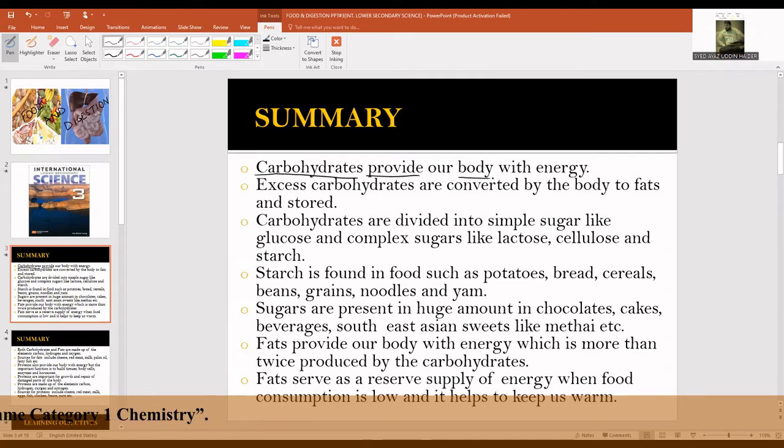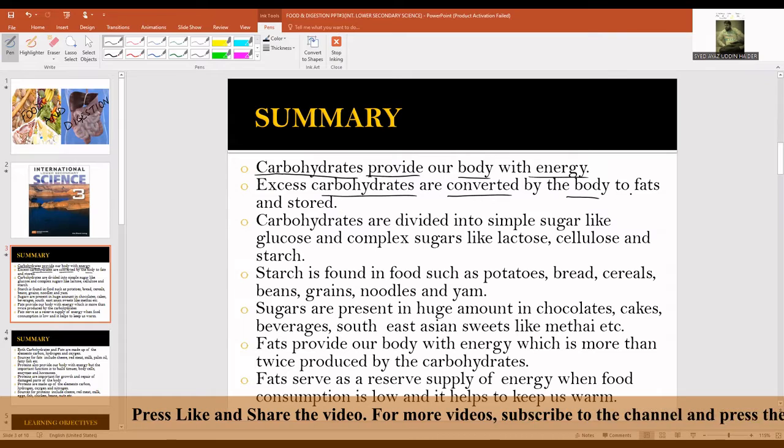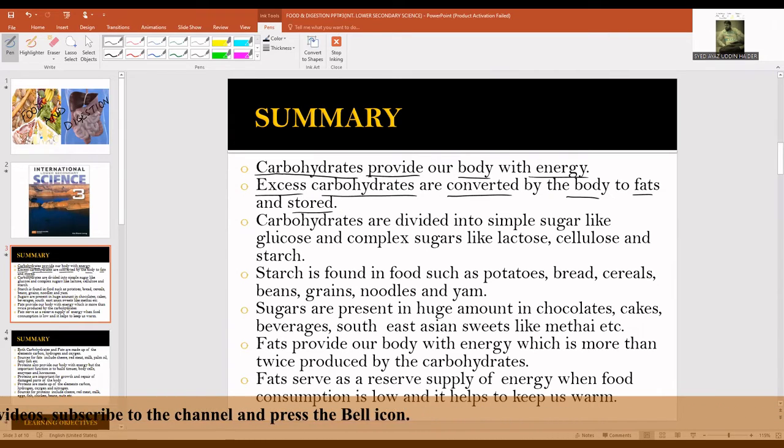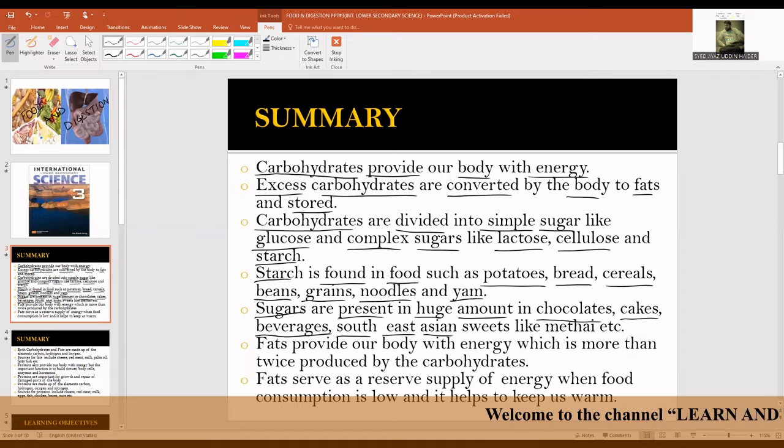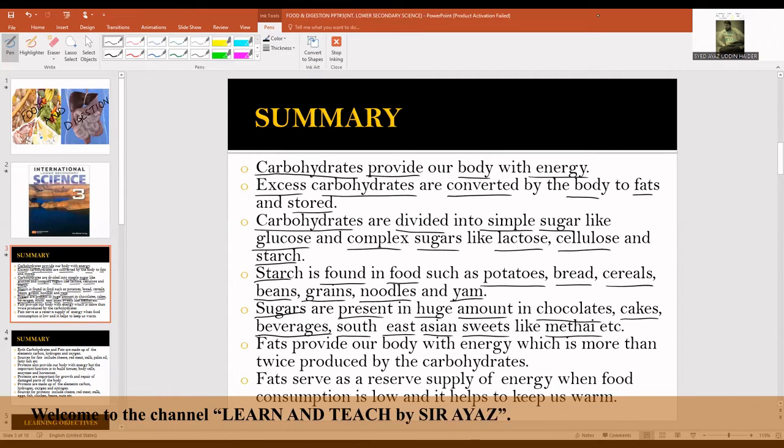Carbohydrates provide our body with energy. Excess carbohydrates are converted by the body to fats and stored. Carbohydrates are divided into simple sugar like glucose and complex sugars like lactose, cellulose, and starch. Starch is found in food such as potatoes, bread, cereals, beans, grains, noodles, and yam. Sugars are present in huge amount in chocolates, cakes, beverages, Southeast Asian sweets like mithai, etc.